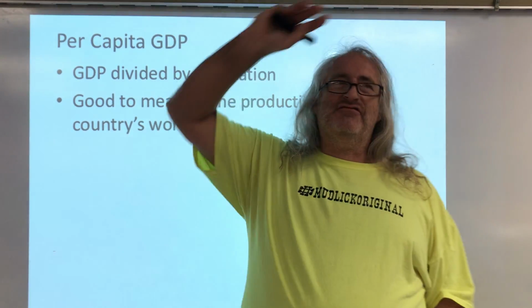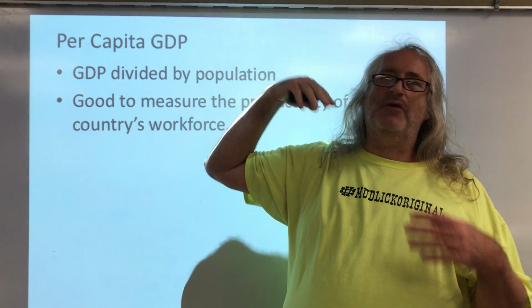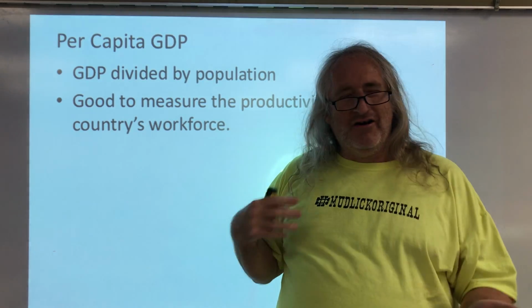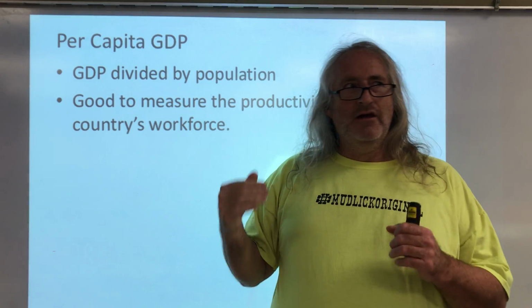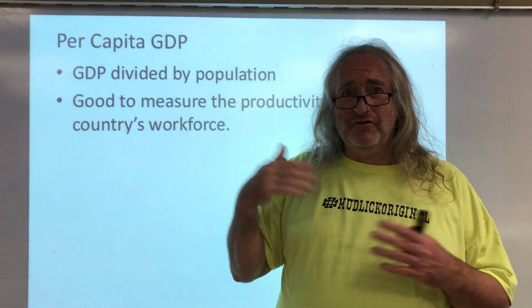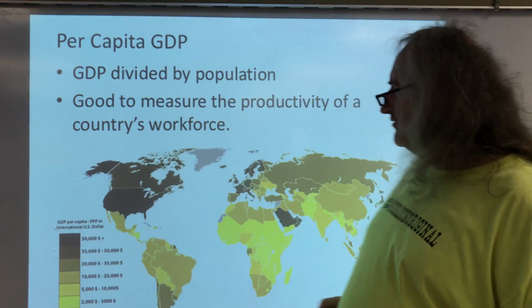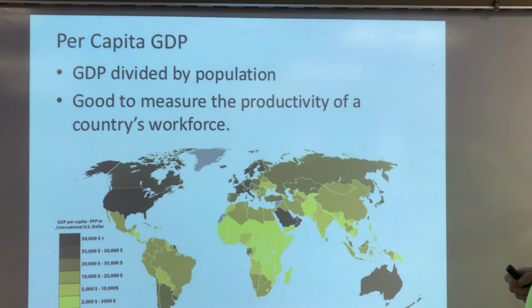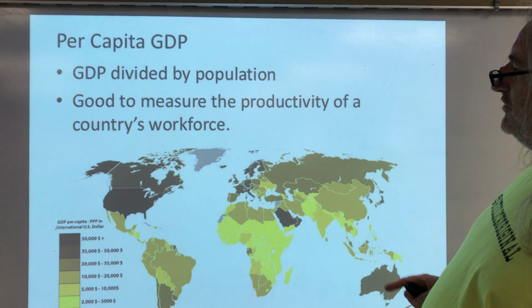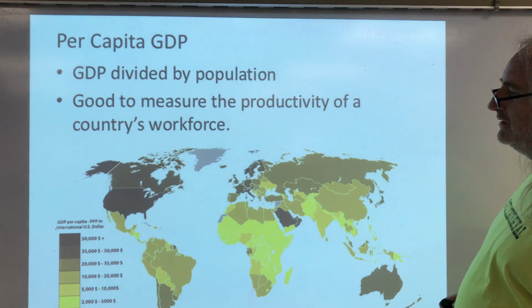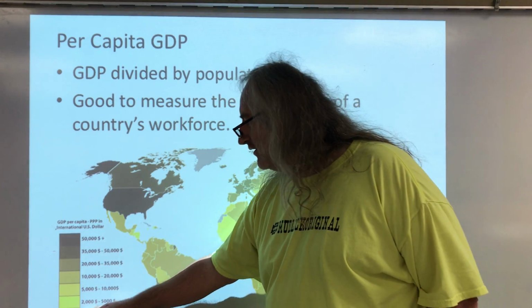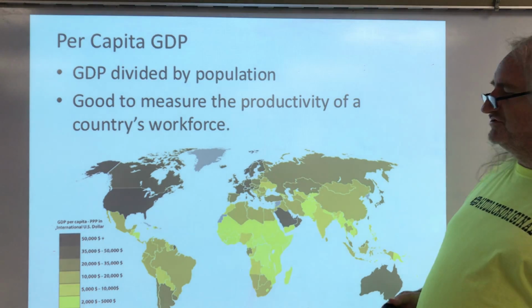So if you have an astronomically high GDP, but then you have billions and billions of people, are they really being that productive? Where you might have a country with a much lower GDP, but they don't have that many people there, so they're doing much better per person. So when we look at per capita GDP, the darker shades are the countries with the higher per capita GDP, and as the colors fade to a lighter shade, this is where you see a lower GDP.